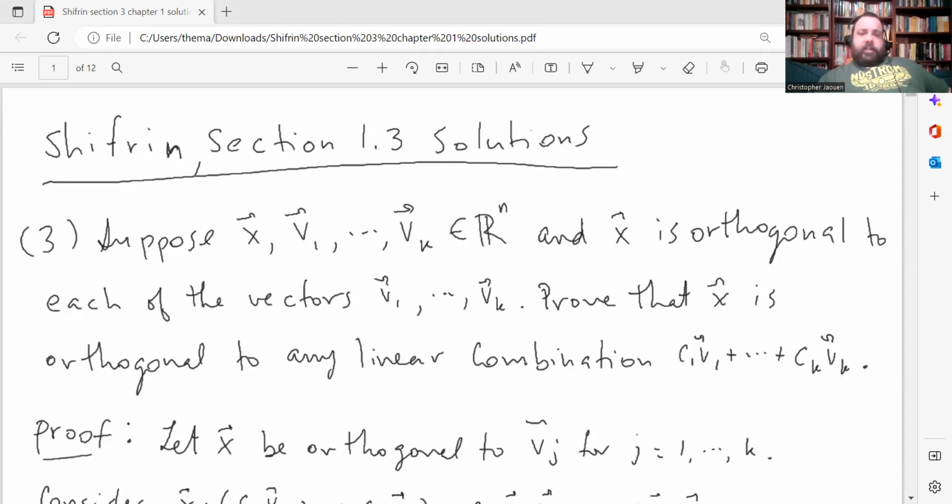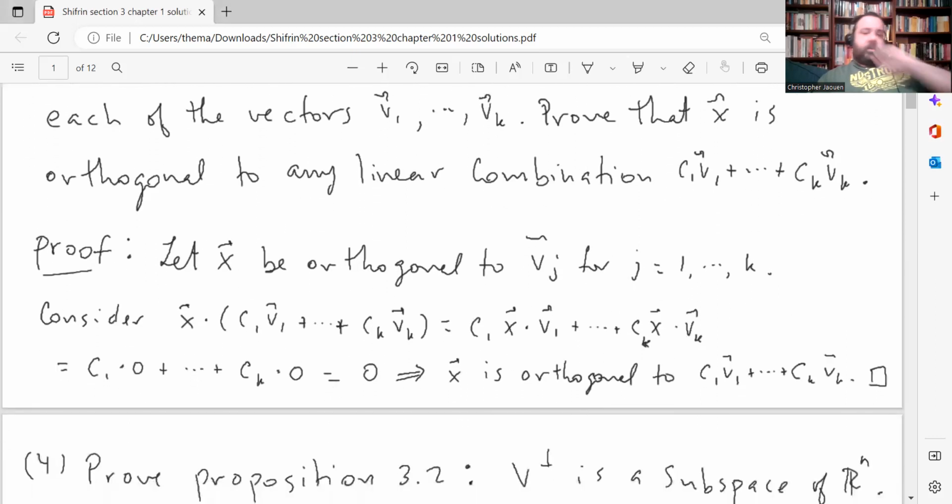Question 3 says, suppose that x, v1 through vk are vectors in Rn, and x is orthogonal to each of the vectors v1 through vk. Remember, orthogonal means that the dot product of those vectors is 0. Prove that x is orthogonal to any linear combination c1 v1 plus ... up to ck vk.